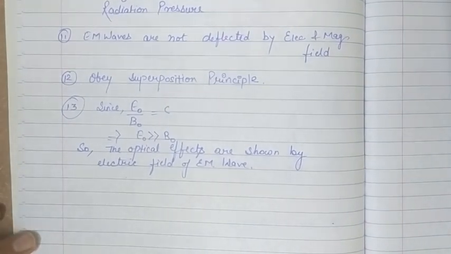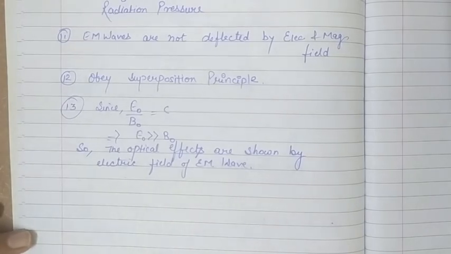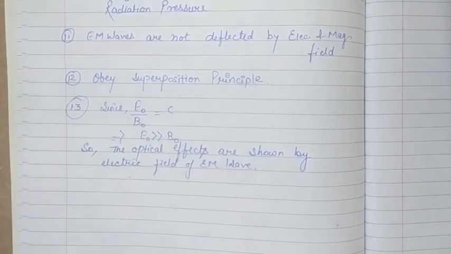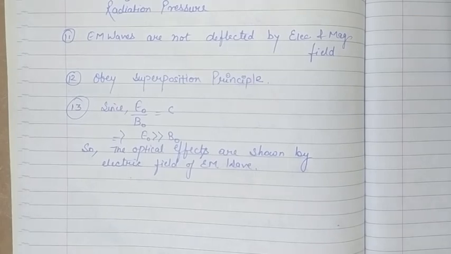So electric field is majorly responsible for the optical effects shown by electromagnetic waves, for example light. So these are all the properties of electromagnetic waves that we have to remember and study. These are important properties of electromagnetic waves, on the basis of which we study many phenomena.